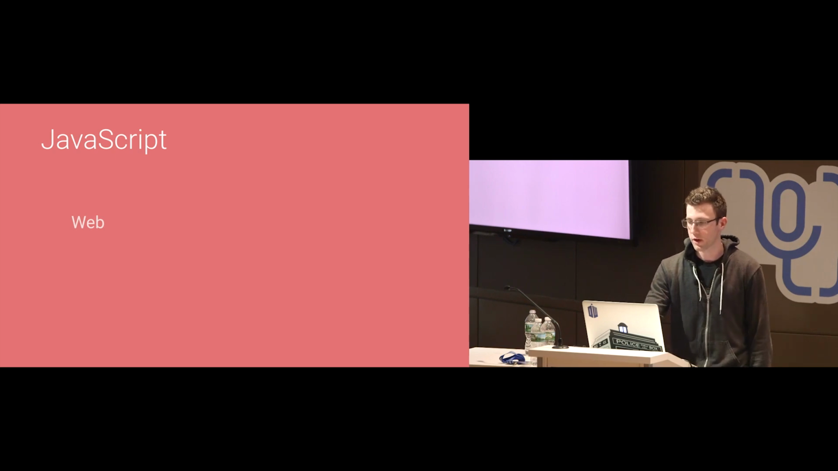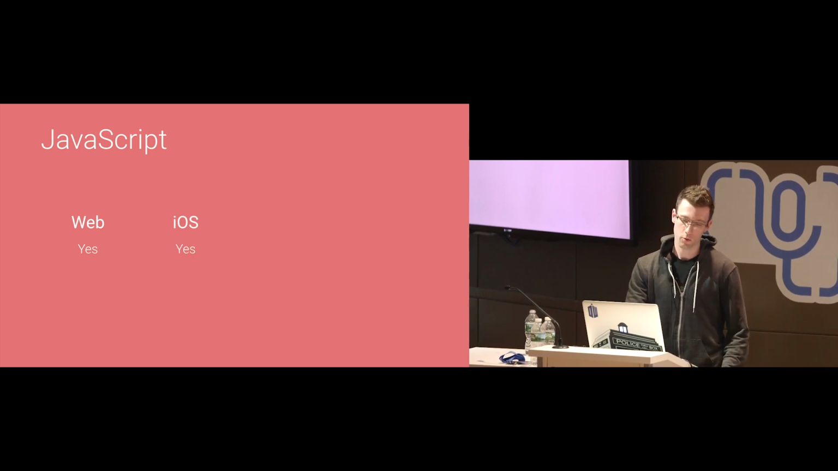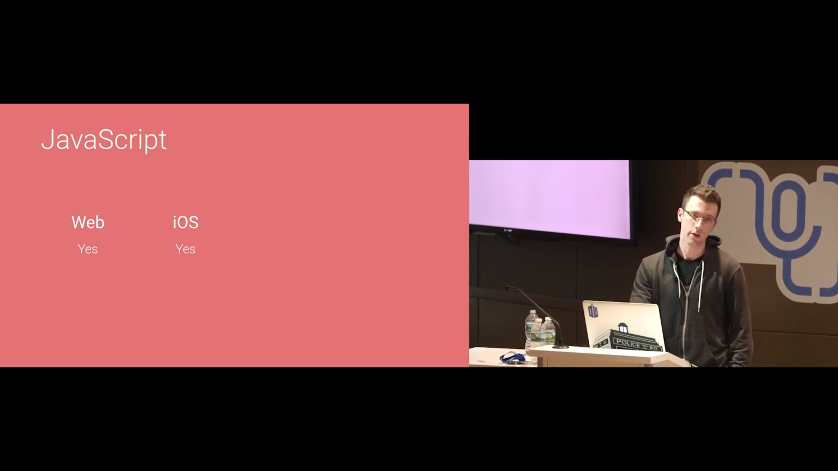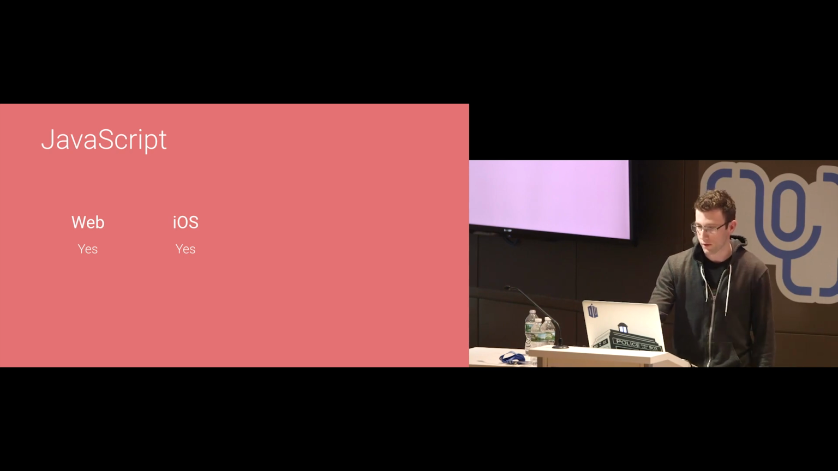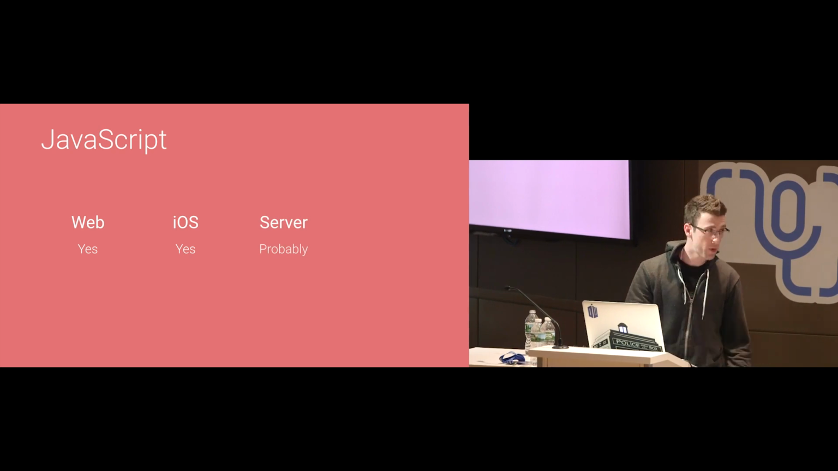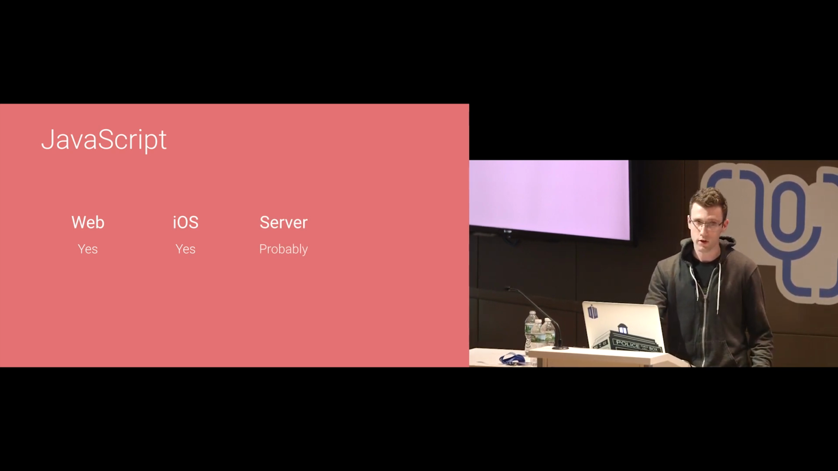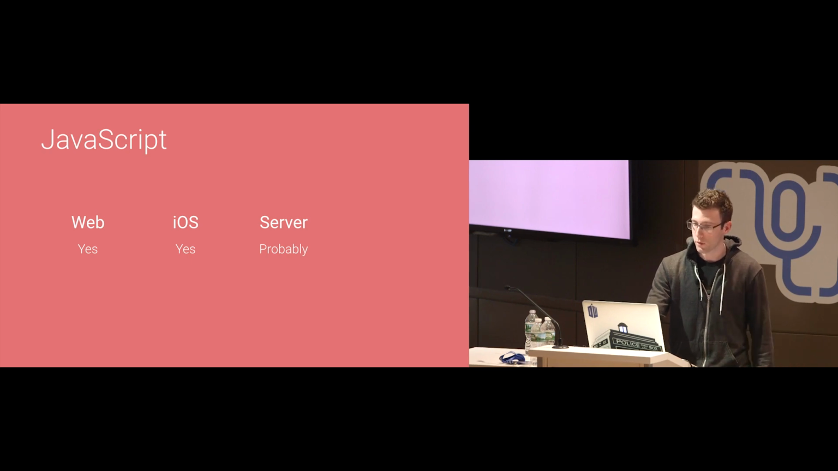So let's look at who can run JavaScript. We got the web, which obviously is able to run JavaScript. You have iOS, which is actually able to run it without any sort of modifications. It has a native JavaScript interpreter or evaluator engine. You have your server, which probably can run JavaScript depending on what language it's written in. Our server is written in Java. There's libraries you can pull in that let it execute JavaScript.